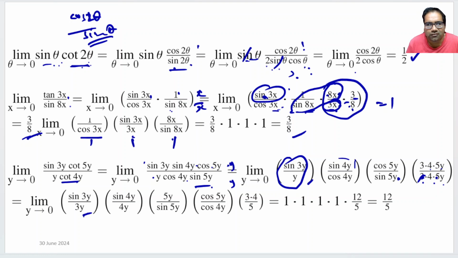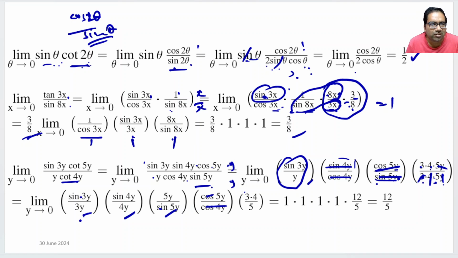Then we want sin 4y by 4y. Right. So sin 4y, we'll take this. We'll take this 4 and we'll take this 5. We want sin 5y in the denominator by 5y. We'll take these two. Okay, that is this one. Then we want cos 5y. This we'll take, that is here. Cos 4y, that is here. Then what is left? 3 into 4 into 5. These 3 are left, that is this.